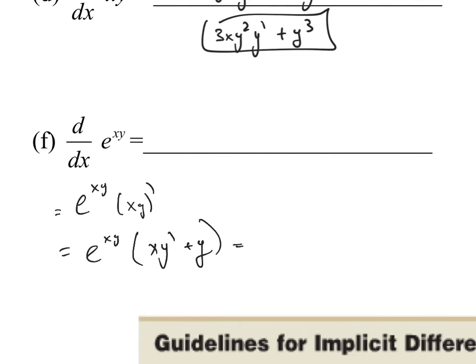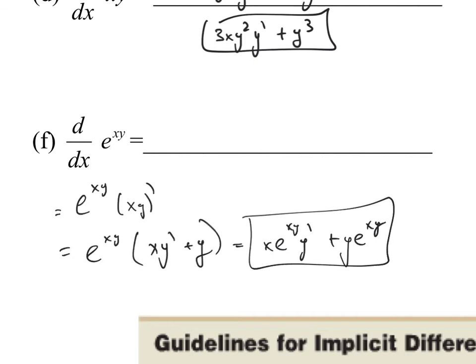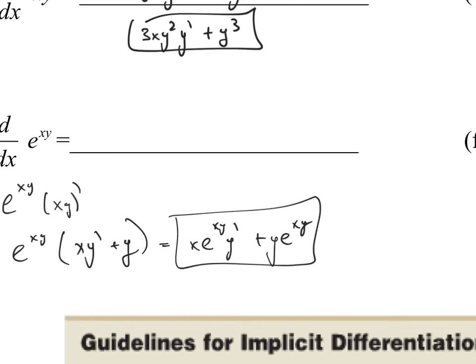So what is it equal to? It would be x e to the xy y prime plus y e to the xy. As I distribute it, it would be x e to the xy y prime plus y e to the xy. Let's move on to that last one.